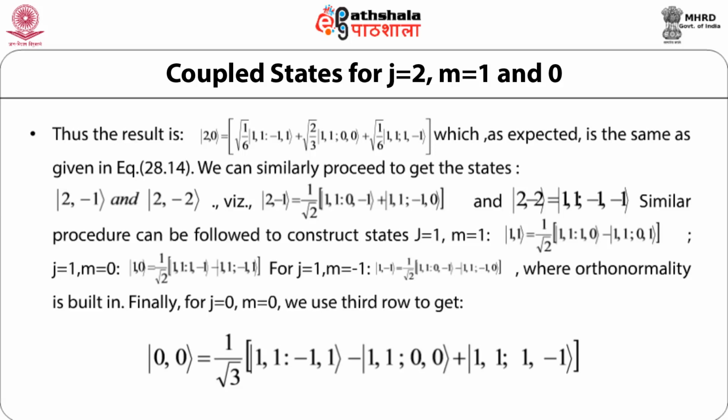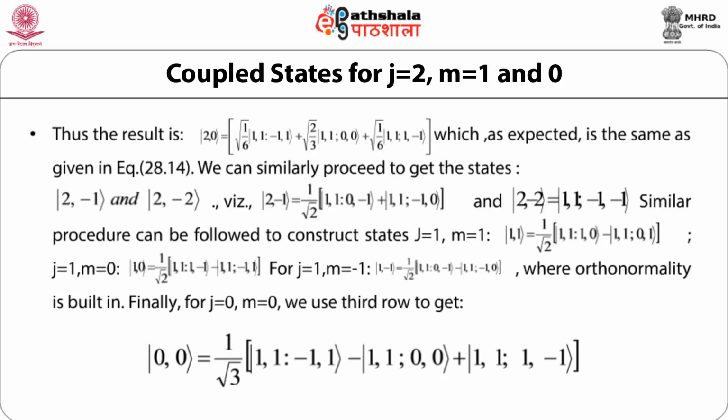state 1 comma 1 and 1 comma minus 1 minus state 1 comma 1 and minus 1 comma 1 bracket close. And for the state corresponding to the total angular momentum J equal to 1 and the magnetic quantum number M equal to minus 1, the coupled states are given by state 1 comma minus 1 is equal to 1 by under root 2 times bracket open state 1 comma 1 and 0 comma minus 1 minus state 1 comma 1 and minus 1 comma 0, where the orthonormality is built into the relations that have been given.